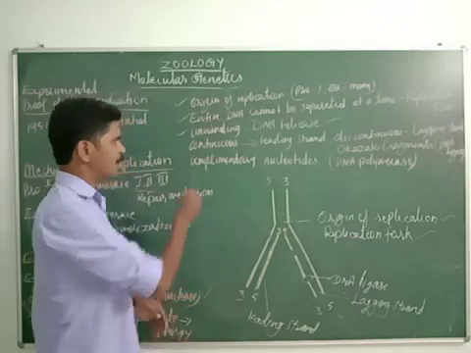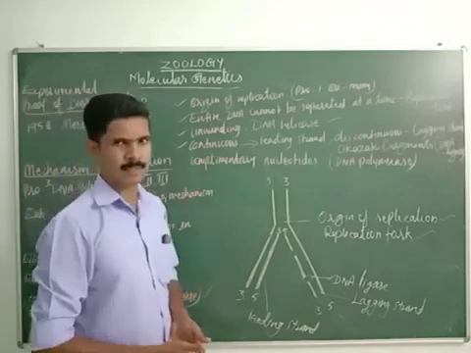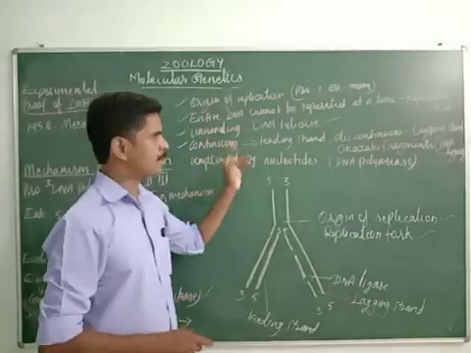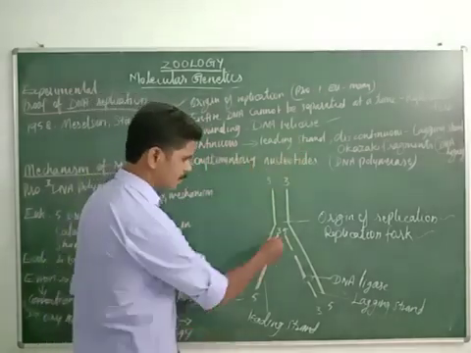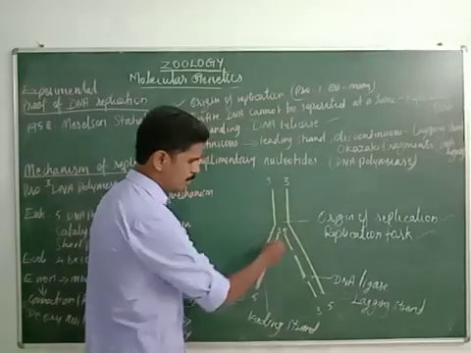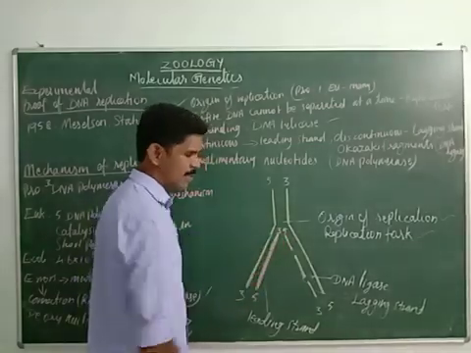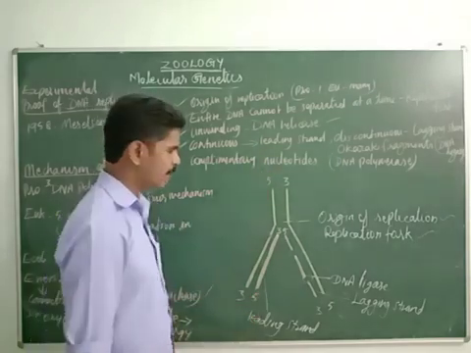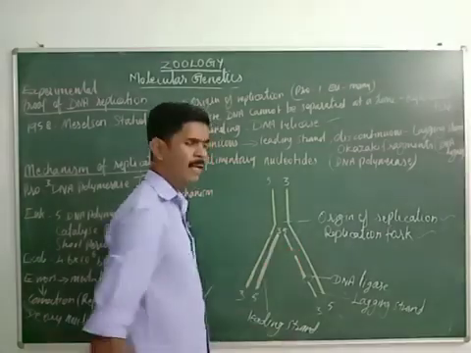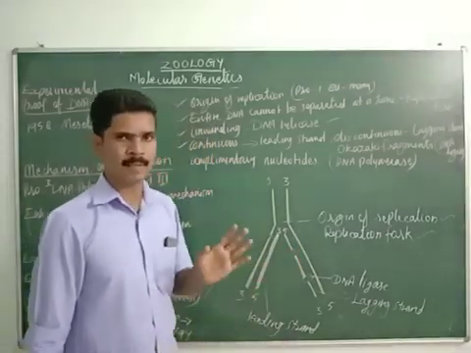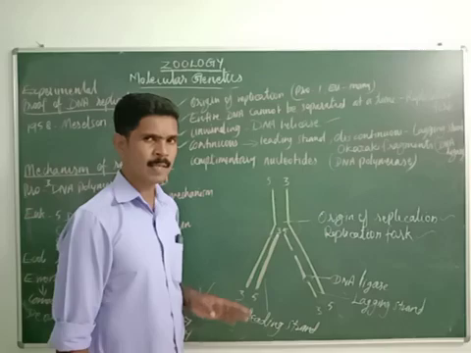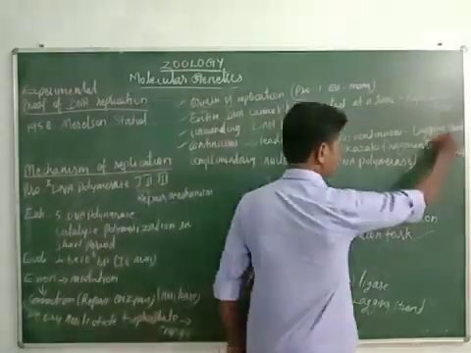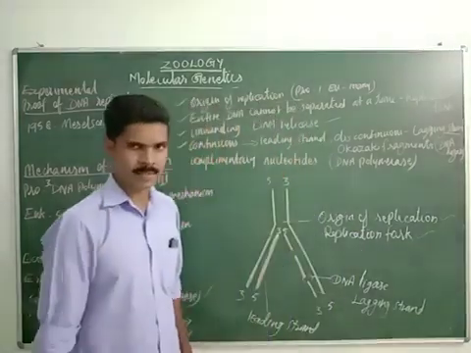Then the next point. When the replication process takes place, in one strand the replication takes place continuously. That strand is called the leading strand. Just imagine this is the leading strand. In this strand the replication process takes place continuously. But in the opposite strand, the replication process is discontinuous. So this strand is called the lagging strand.